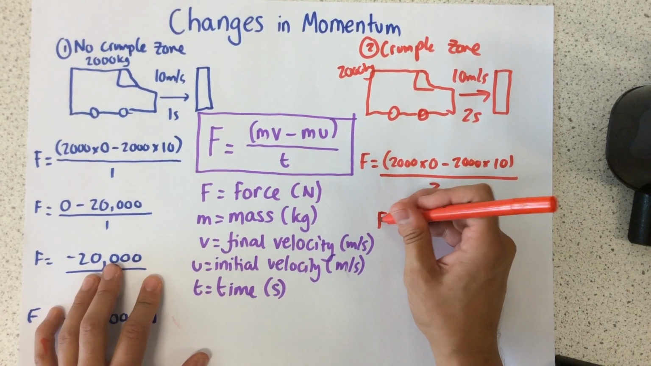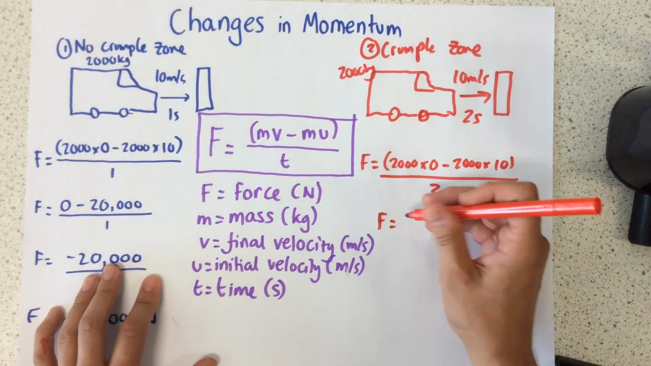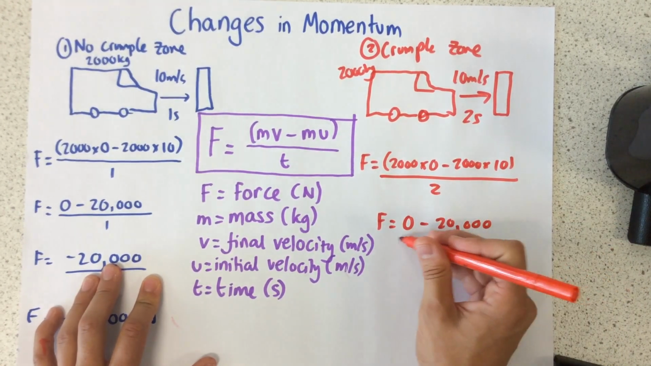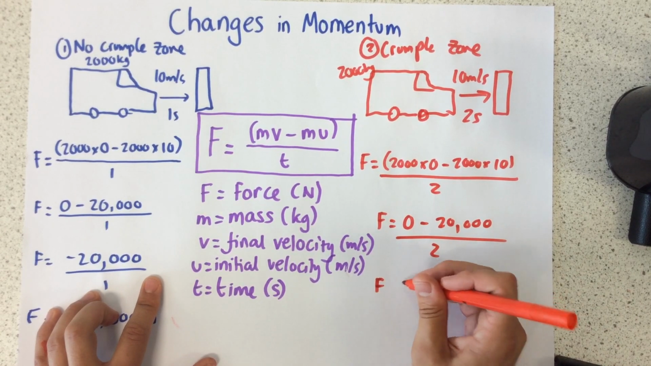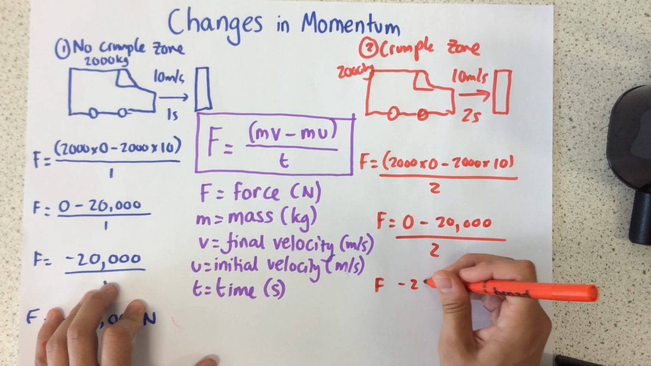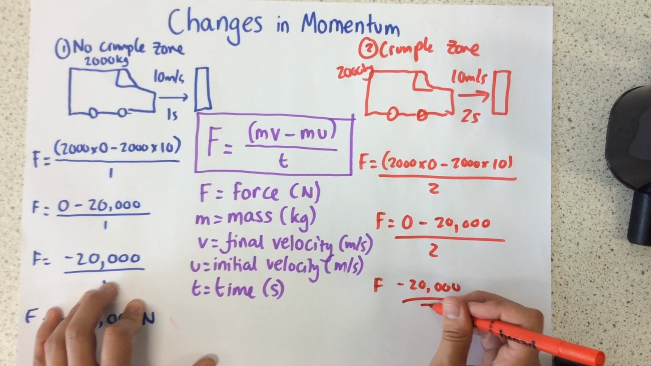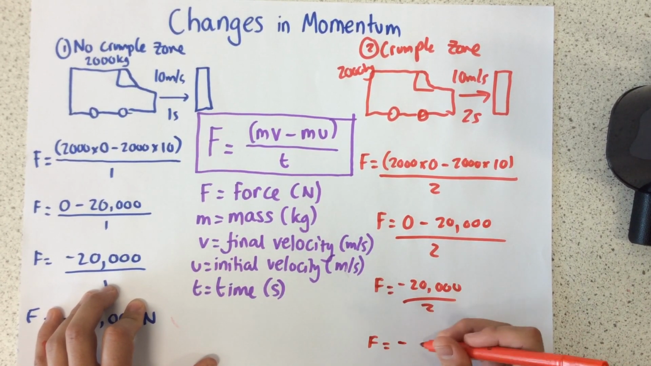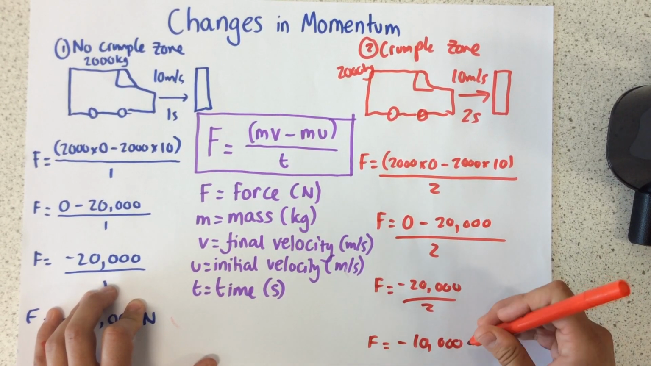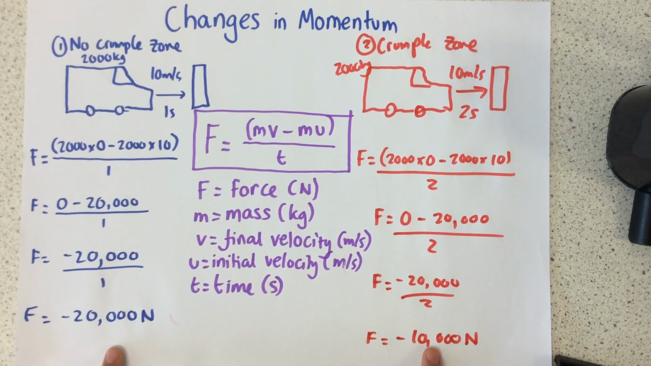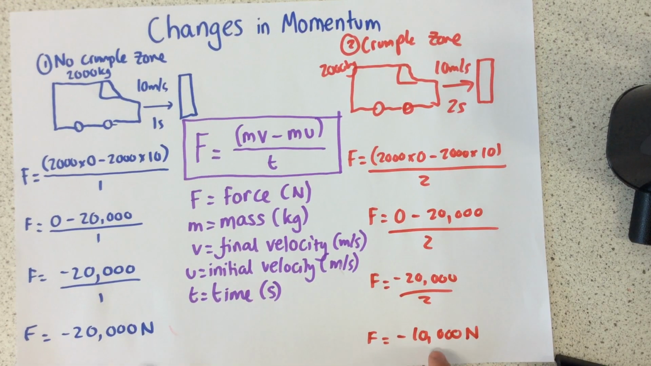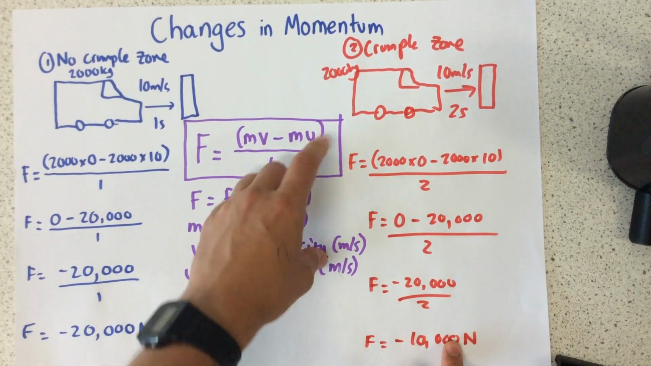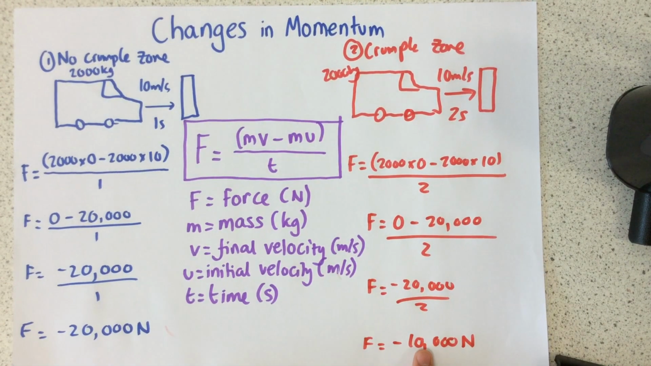What we then need to do is this. 2,000 times 0 is 0. Take away 20,000, just as before, this time divided by 2. So it's going to be minus 20,000 divided by 2. Now minus 20,000 divided by 2 equals minus 10,000 newtons. So can we see this one has got half of the force acting on the person. Remember, this has got the minus number because the force is acting in the opposite direction to the motion of the van. It's got half the force acting on the person.